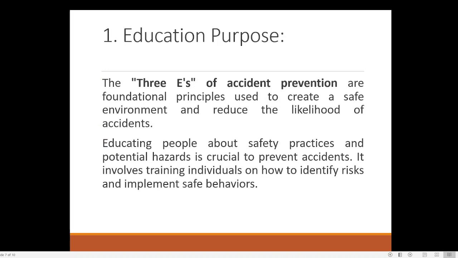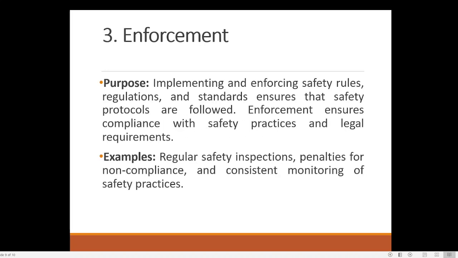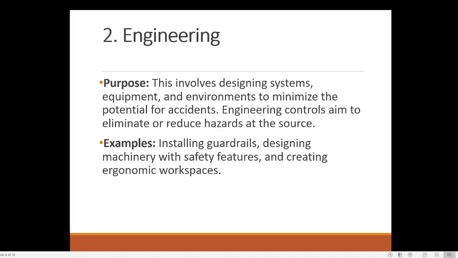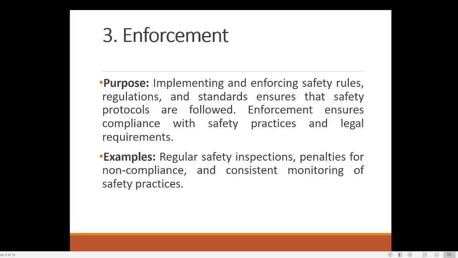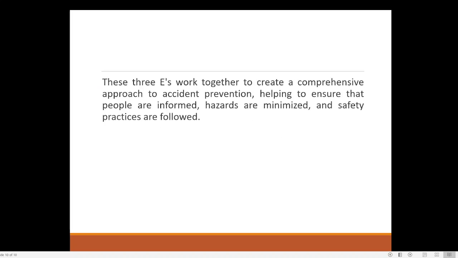So these are the different E's of accident prevention. They are usually known as education, engineering and enforcement. In your textbook also you may see that. The three E's work together to create a comprehensive approach to accident prevention, helping to ensure that people are informed, made aware of dangerous situations and how hazards can be minimized, and what safety practices everyone is supposed to follow. So this is an idea regarding the different accident prevention methods which are available.